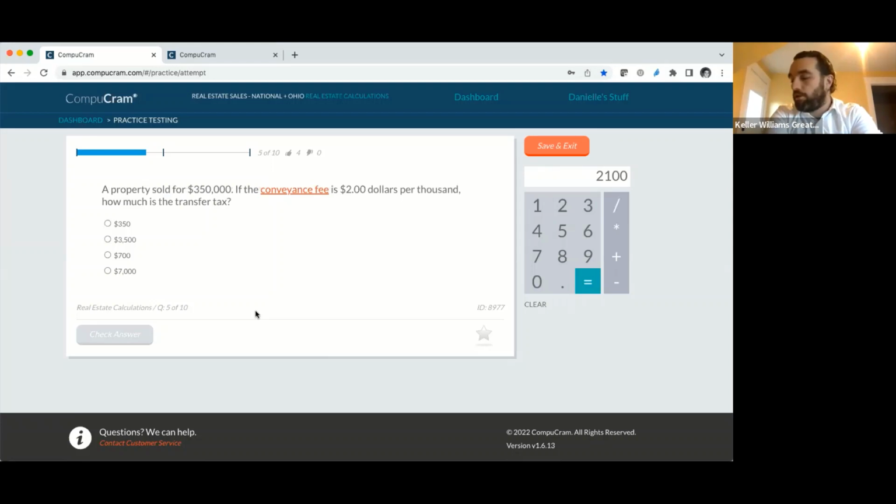A property is sold for $350,000. If the conveyance fee is $2 per thousand, how much is the transfer tax? Is it A, $350, B, $3,500, C, $700, or D, $7,000? Take about a minute. That should be sufficient for this one.